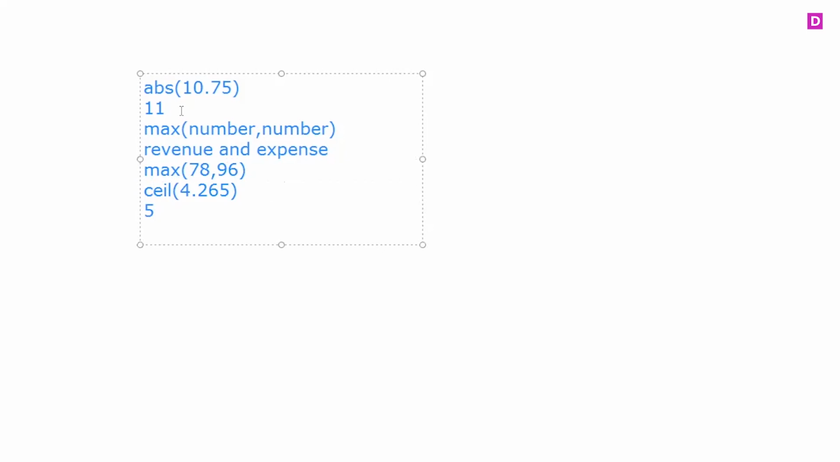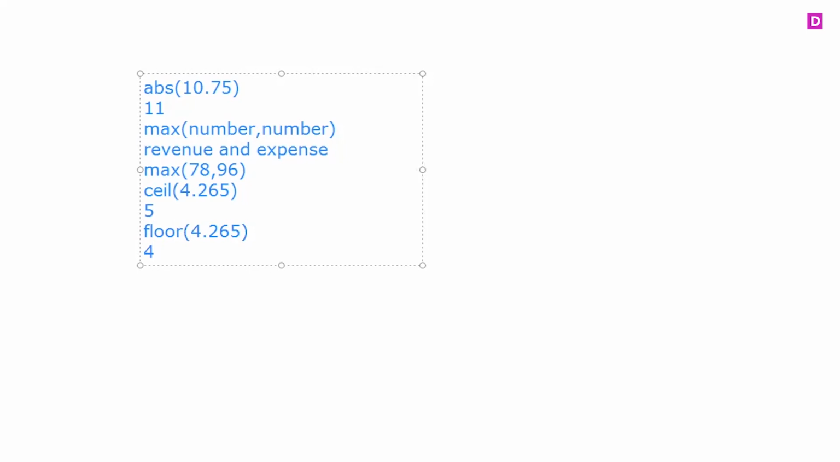Floor is also very similar to ceiling. Whenever you're rounding a number to the nearest integer of equal or lesser value, that is called a floor. Suppose I apply a floor function to the same number, 4.265. The output I'll get is 4, meaning I round to a number which is equal to or lesser than it. That is floor. If it rounds higher, then it is ceiling.